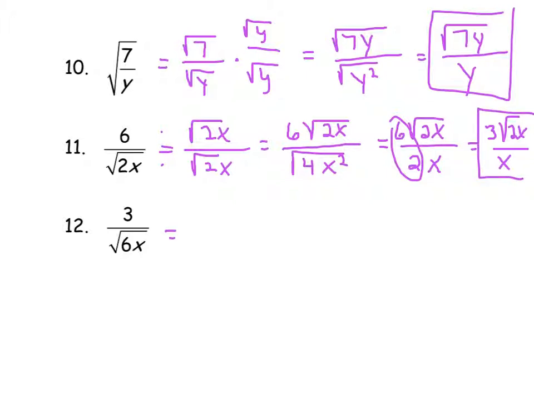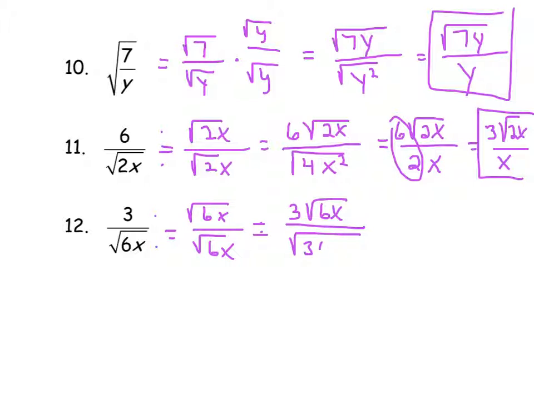Last one, you should know what to do, so if you want to pause it or fast forward me, that's fine. So you're going to multiply by the square root of 6x on the top and the bottom. On the top, again, you can't combine those, so the coefficient stays on the outside and the radicand stays inside the radical. And then you would get the square root of 36x squared. All right, simplify this. The top again stays the same, and the bottom you would get 6x.